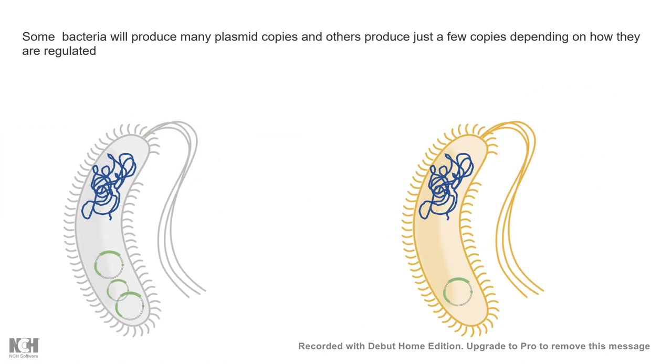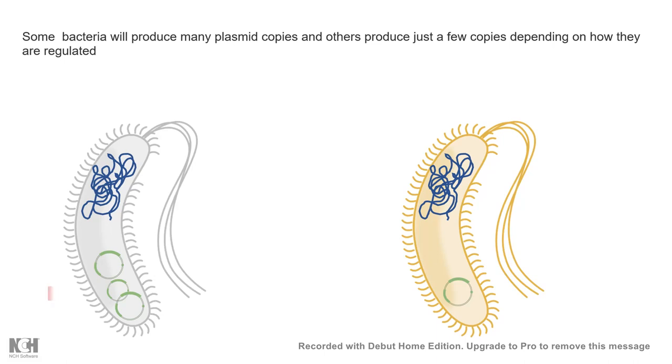Some bacteria possess more number of plasmid and some bacteria possess less number of plasmid. The question is, what is the advantage of having different copy number of plasmid? Because generally, from a genetic engineering point of view, more copy number plasmid would be beneficial. Now, let's look at how bacteria regulate their plasmid copy number.